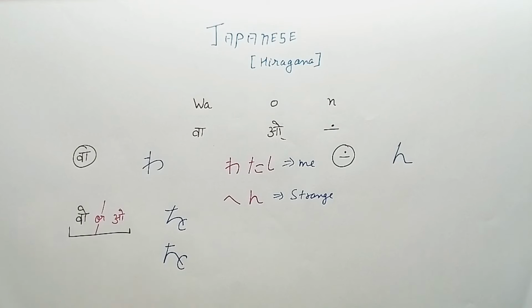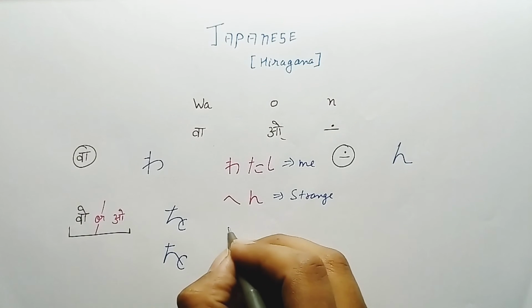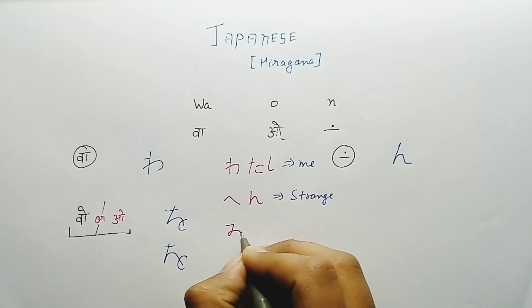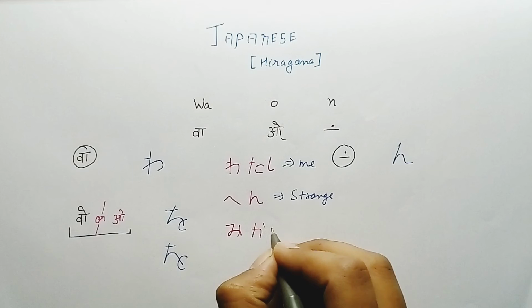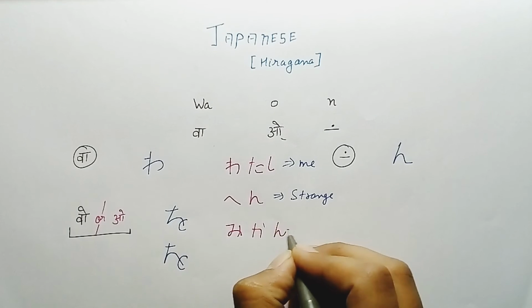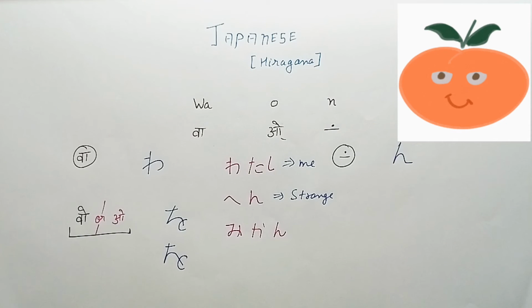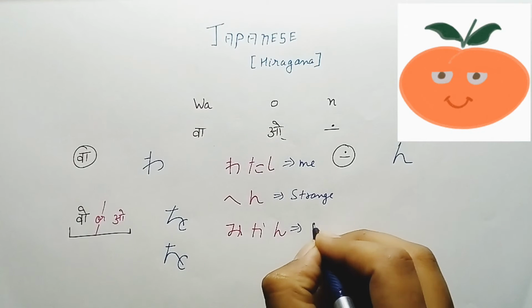So our next word, let's say orange. तो orange को हम लिखेंगे मी का न, from orange. It's a fruit.